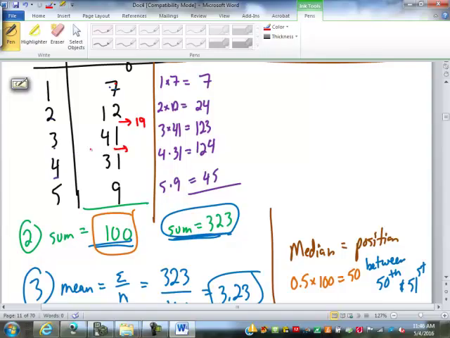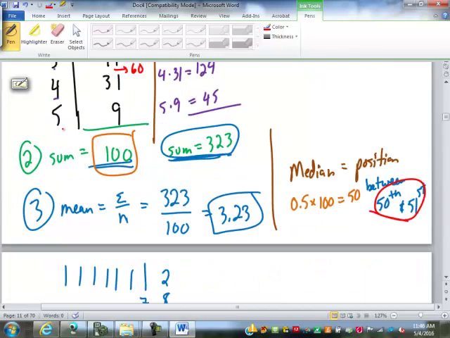Well, then there's 41 3s. So we've already got 19 with the 1s and 2s. The 41 3s are going to take us up to 60. Well, we said the median here is between the 50th and 51st number. Well, since the 20th to the 60th numbers are all 3s, both the 50th and 51st numbers must be 3s. So the median is a 3.